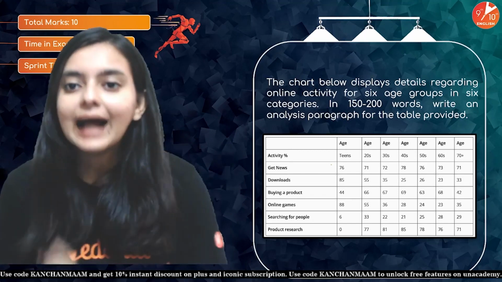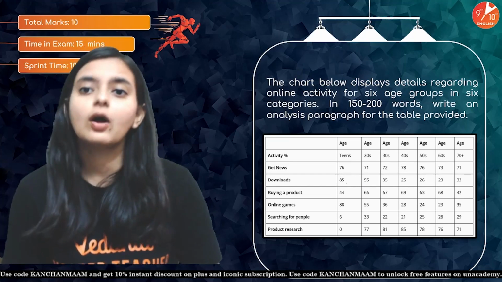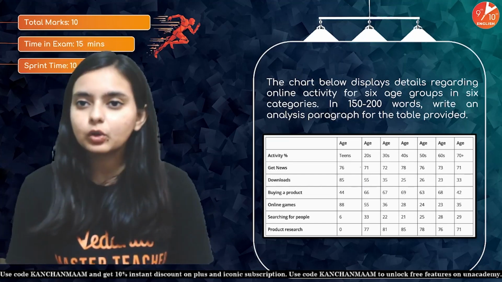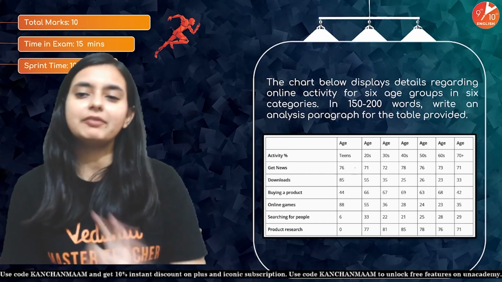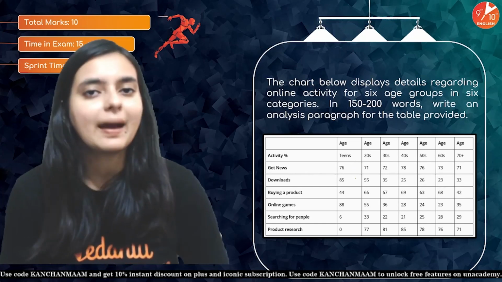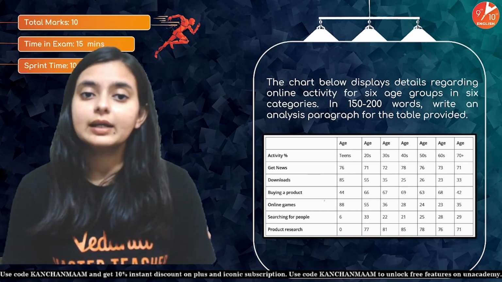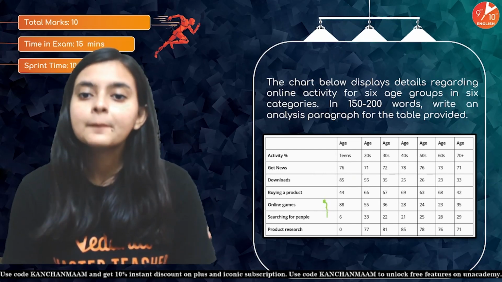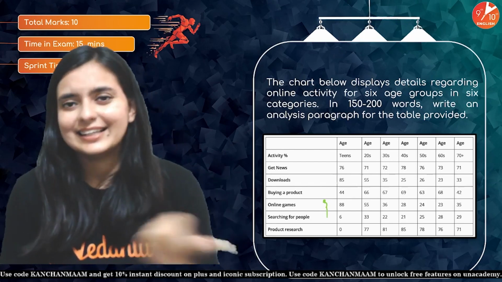Okay, so the chart below displays details regarding online activity for 6 age groups in 6 categories. In 150 to 200 words, write an analysis of the paragraph. So analytical paragraph, I hope you've looked at the video related to analytical paragraph, right? So we have discussed already what exactly is an analytical paragraph.